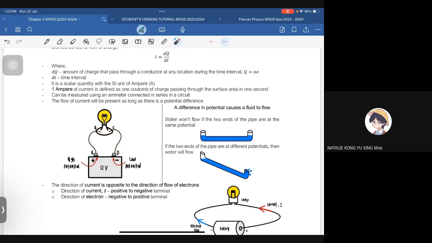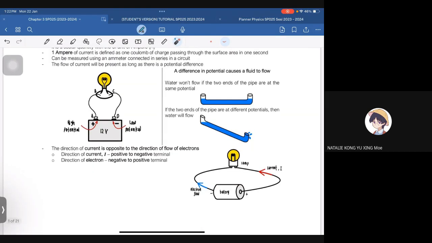Okay, so direction of current ni kamu kena tahu jugalah. Direction of current ni sentiasa opposite to the direction of flow of electrons. So dia tidak sama direction. Kalau current ni, dia bergerak dari the positive terminal to the negative terminal. Itu adalah current. So kalau kamu label circuit, dia penting lah sebab nanti kamu pergi label dari negatif ke positif.